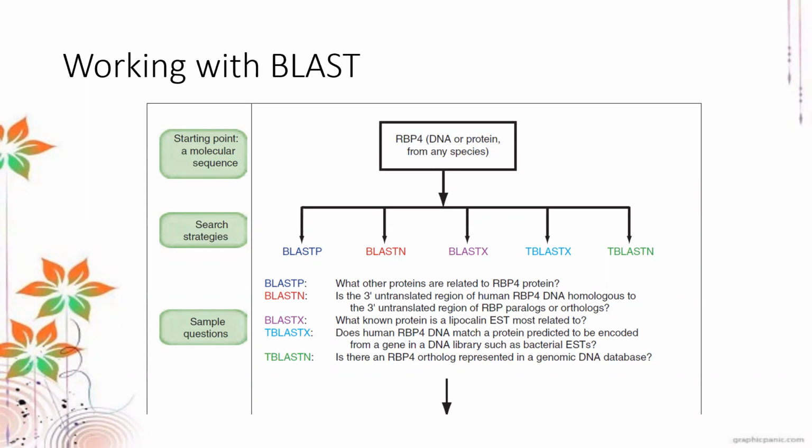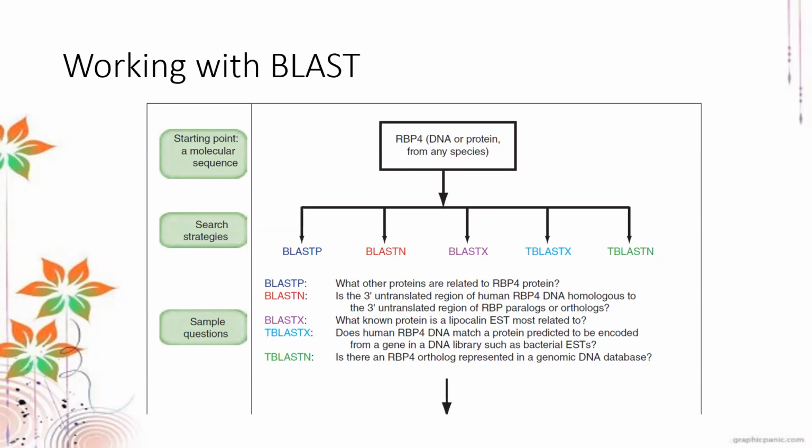So this is a straightforward BLAST. For a BLASTn, is the 3' untranslated region of the human RBP4 DNA homologous to the untranslated regions of paralogs or orthologs? So this is the BLASTn, the general nucleotide search. And then BLASTx: what known protein is a lipocalin EST most related to? So this is for BLASTx.